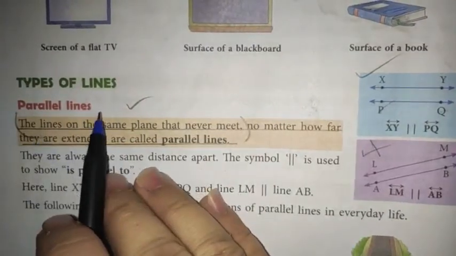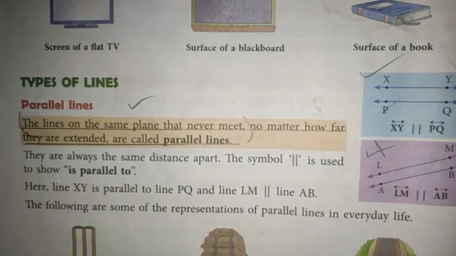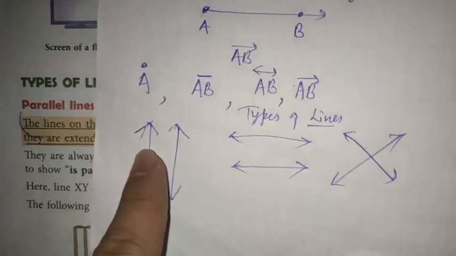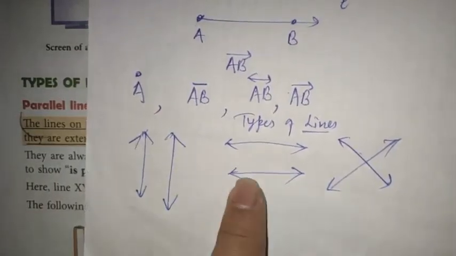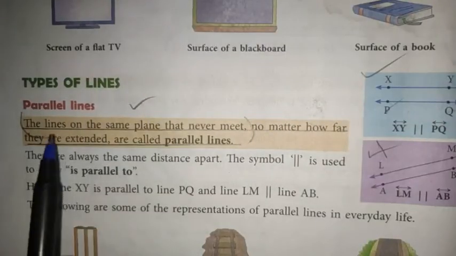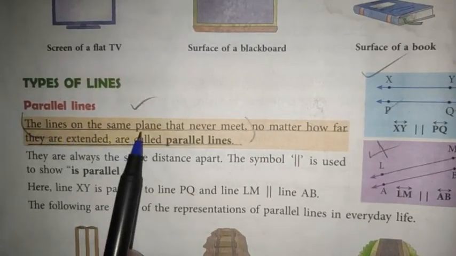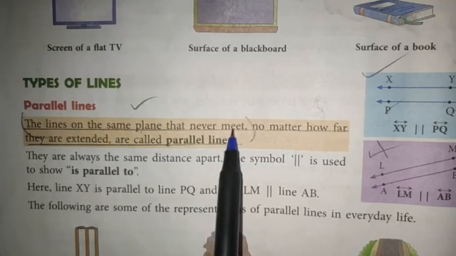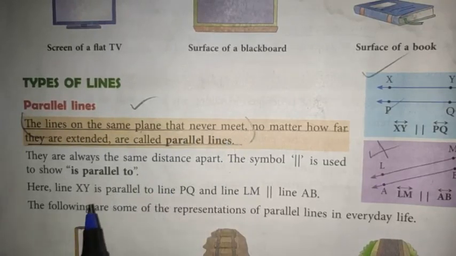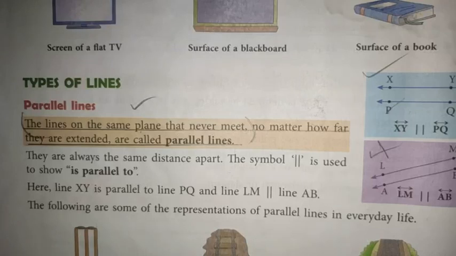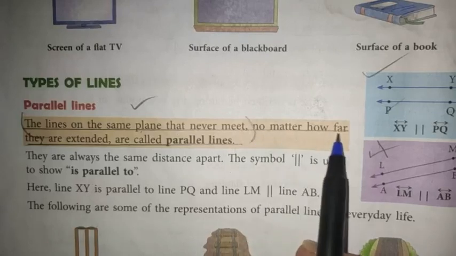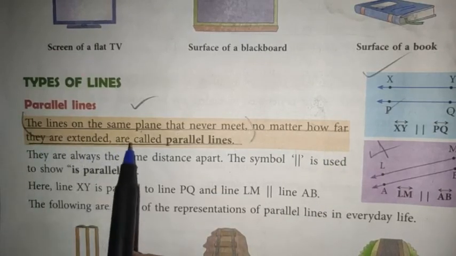Parallel lines first and foremost. Here I have drawn a parallel line. So what do you mean by parallel lines? Let's discuss. Lines on the same plane that never meet. The two lines which are never going to meet in the future, no matter how far they are extended, are called parallel lines.